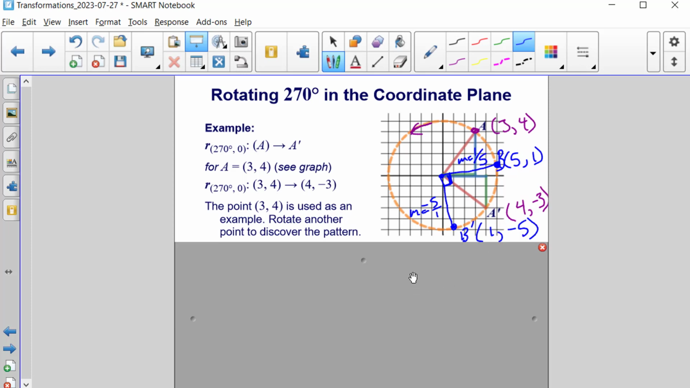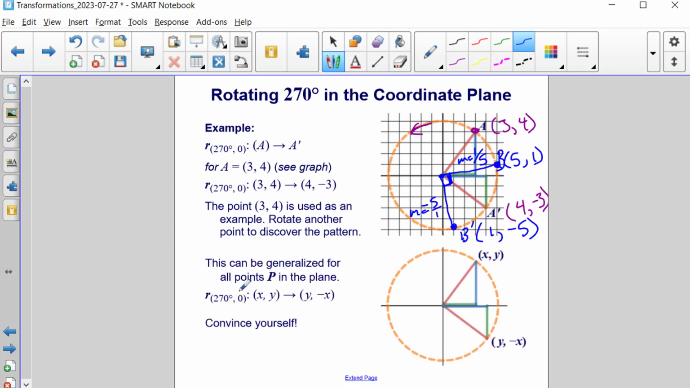Take a moment to pause this video and think about the pattern, and when you're done and are ready for the answer, unpause it. So the pattern for 90 degree rotations clockwise or a 270 degree rotation counterclockwise about the origin is that x, y maps to y, -x. Notice that the coordinates switched places, and what used to be x became -x in the y coordinate position.